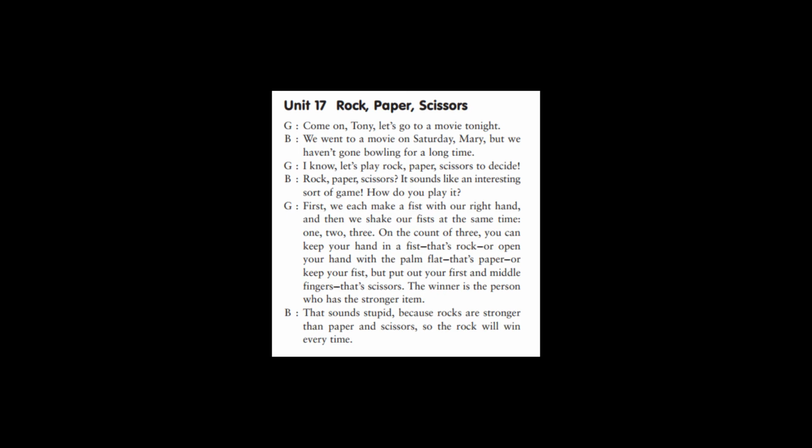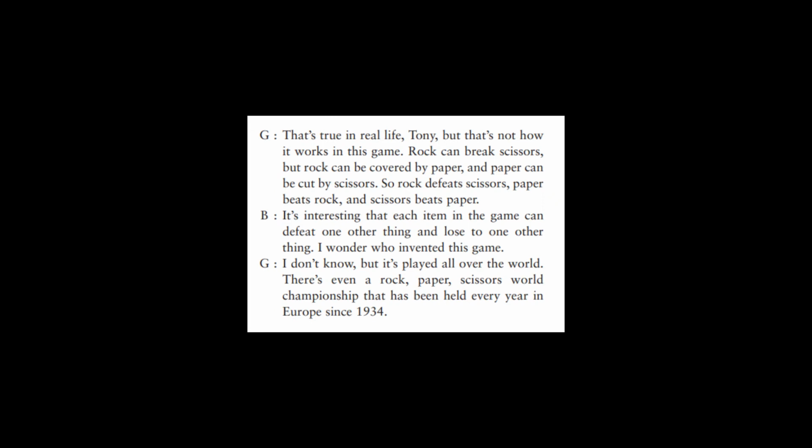First, we each make a fist with our right hand, and then we shake our fists at the same time. 1, 2, 3. On the count of 3, you can keep your hand in a fist. That's rock. Or open your hand with the palm flat, that's paper. Or keep your fist but put out your first and middle fingers, that's scissors. The winner is the person who has the stronger item. That sounds stupid, because rocks are stronger than paper and scissors, so the rock will win every time. That's true in real life, Tony, but that's not how it works in this game.